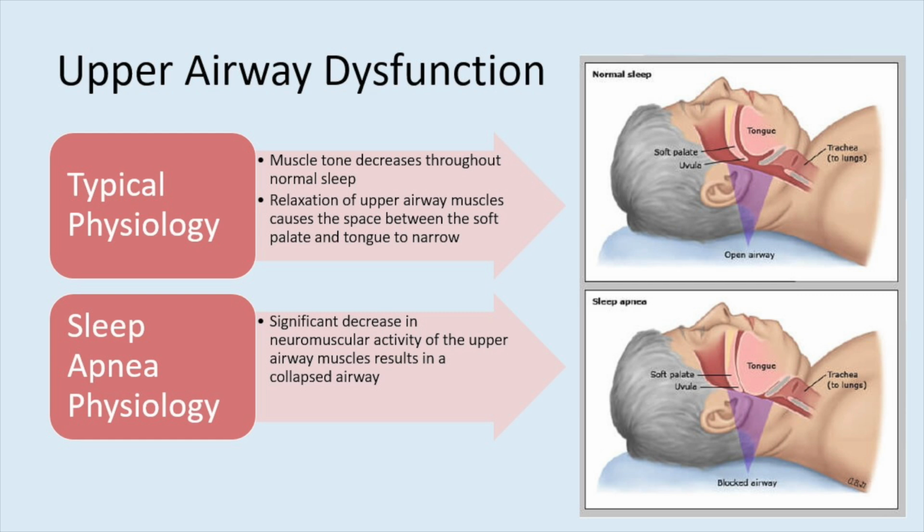So in people with sleep apnea, what we see is a significant decrease in the neuromuscular activity of the upper airway muscles. So normally your muscles relax and you're able to still breathe, but in people with sleep apnea, they relax more and they cause that blockage of air. So this also has a large component towards obesity and the weight of compression of the structures due to extra adipose tissue in your neck and also in the lining of the tissues in the back of the throat.